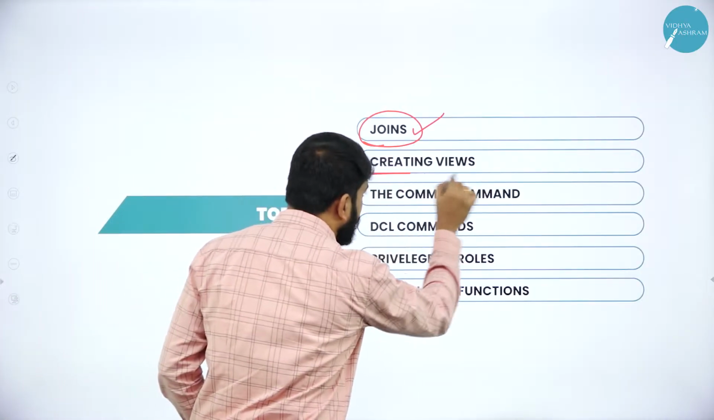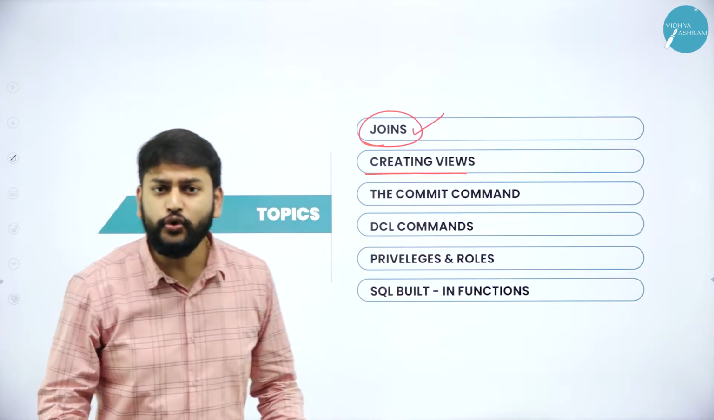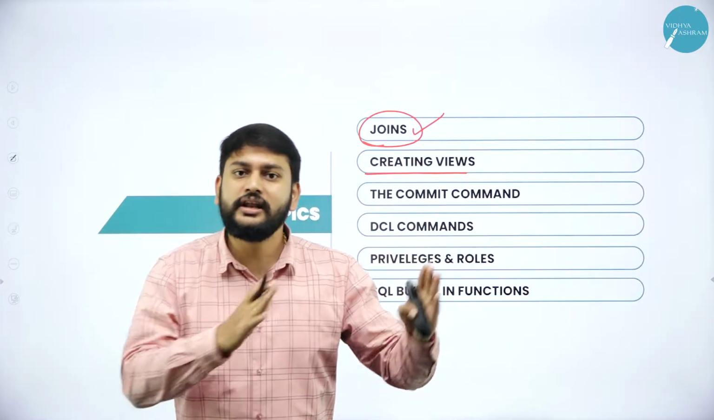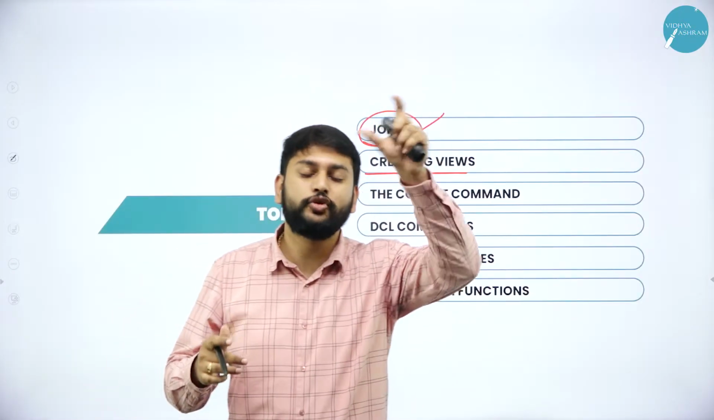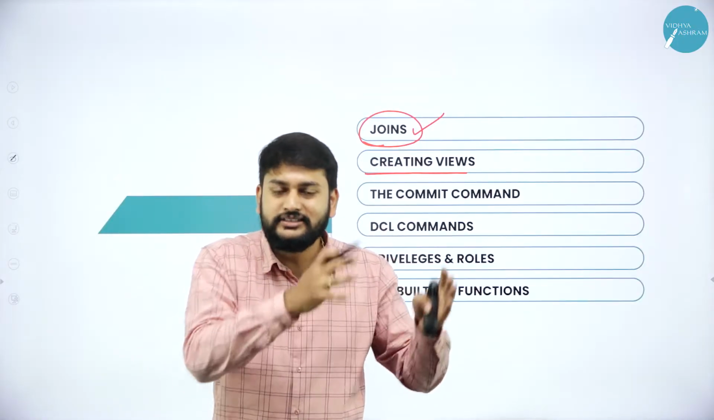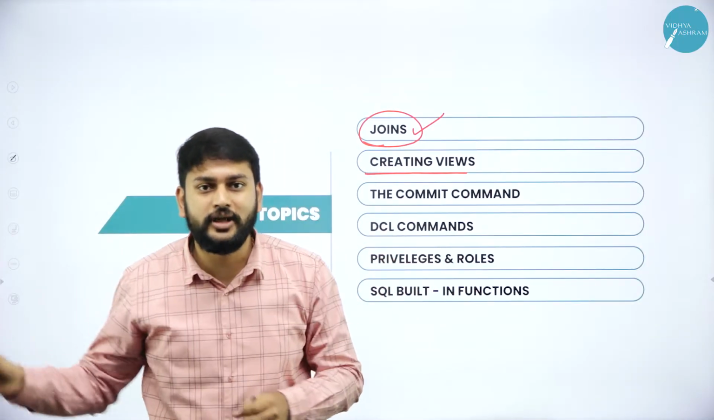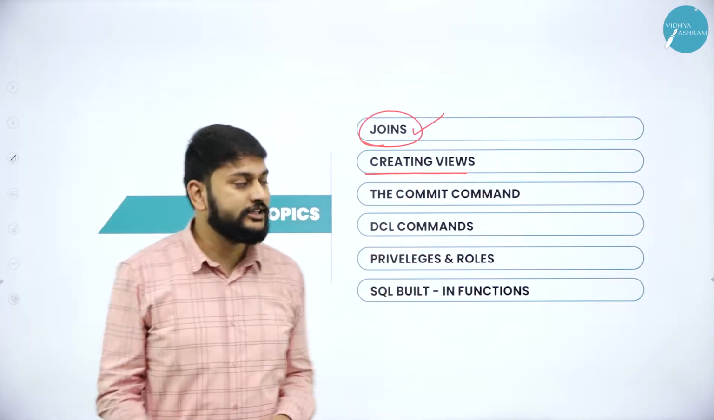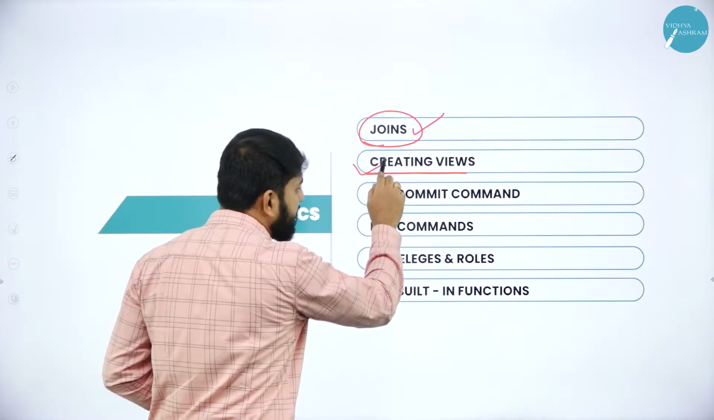And creating a view in the sense what? So we have different tables. I don't need all the data from all the tables. What I need is maybe three columns from one table, two columns from the second table, like this. I'll be selecting a few columns from different tables and I will be making my own view. So how do I do that is what I'm going to discuss in creating views.